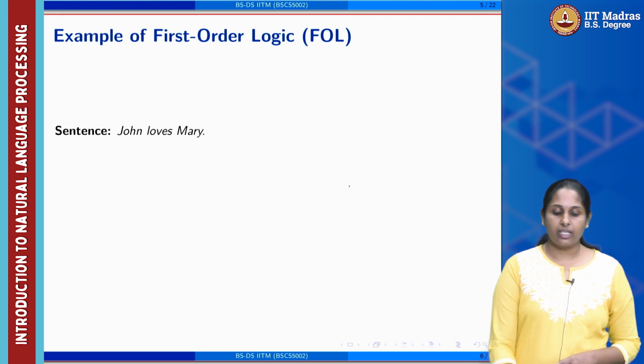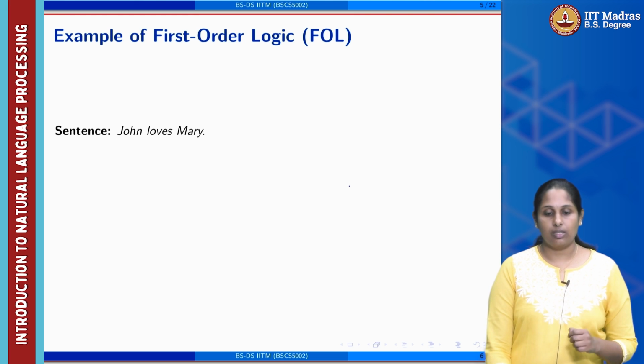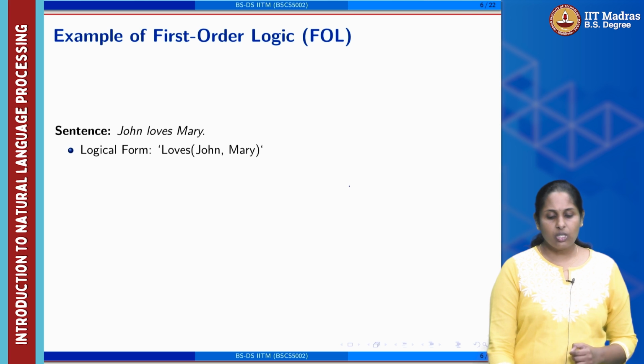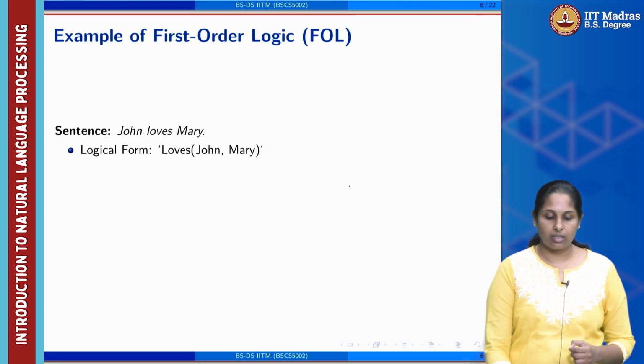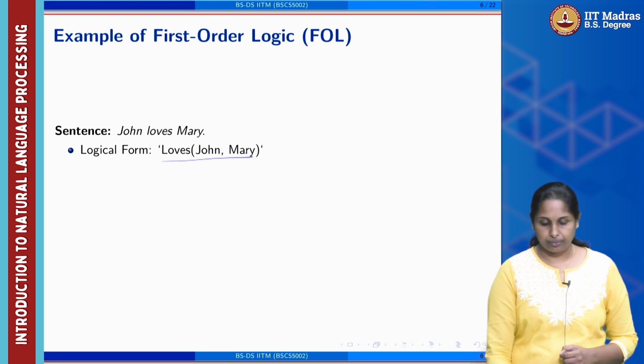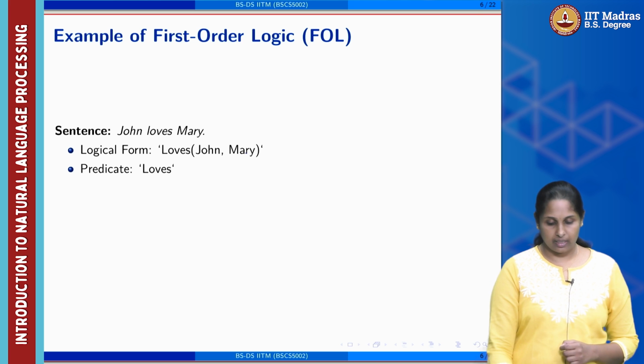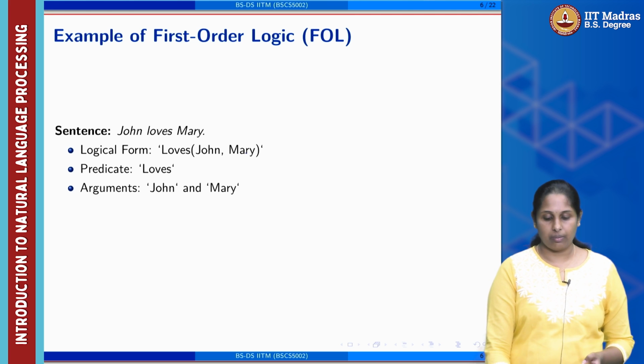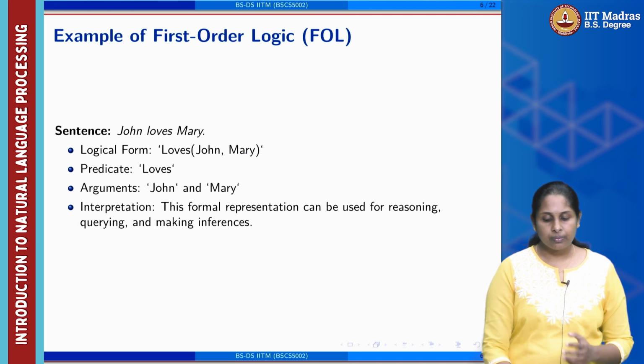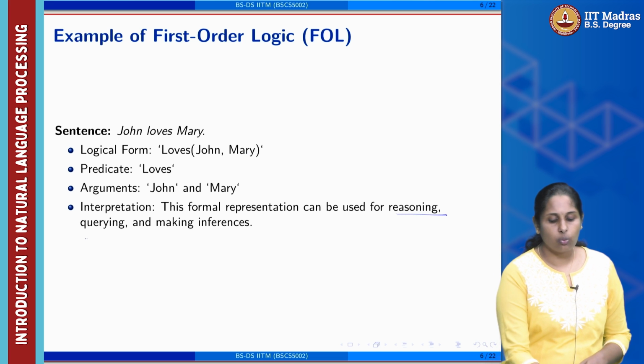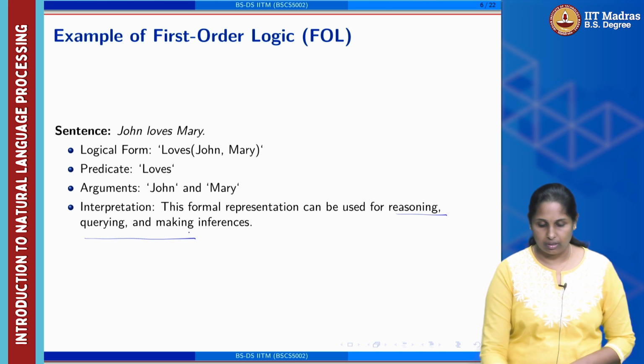Now, let us go with an example. Let us say there is a sentence called John loves Mary. The logical form tells you that this is written in this way. And here the predicate is loves and the arguments are nothing but John and Mary. Now, the interpretation is this can be used for any reasoning, querying and making inferences.